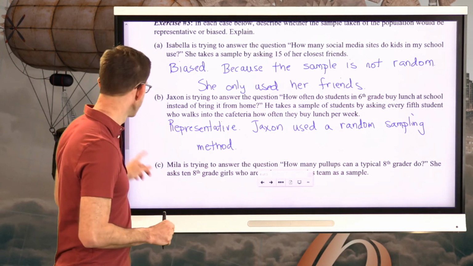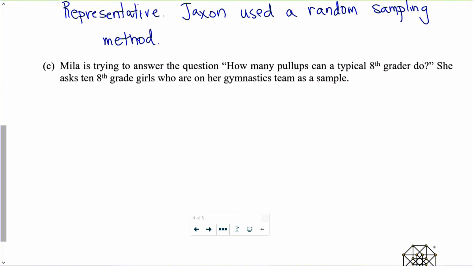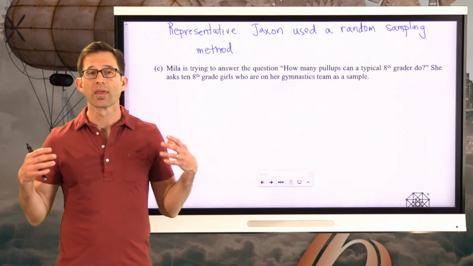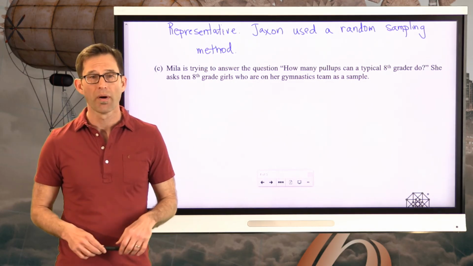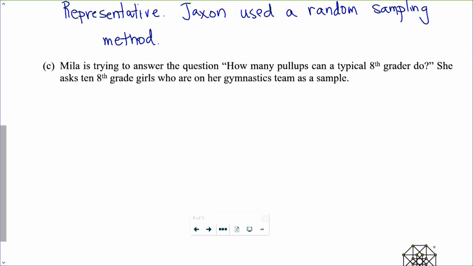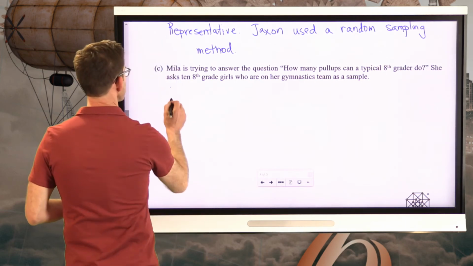Let's take a look at one more. Letter C. Mila is trying to answer the question, how many pull-ups can a typical 8th grader do? She asks 10 8th grade girls who are on her gymnastics team as a sample. Great. So what do you guys think? Did Mila get a representative sample or a biased sample here? Pause the video and see what your answer is. And again, this is a very, very good example of a biased sample.